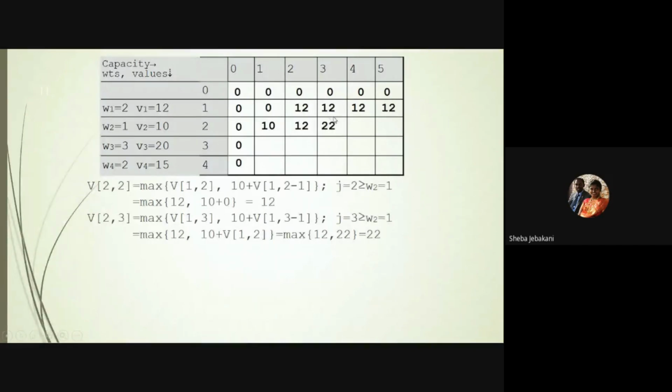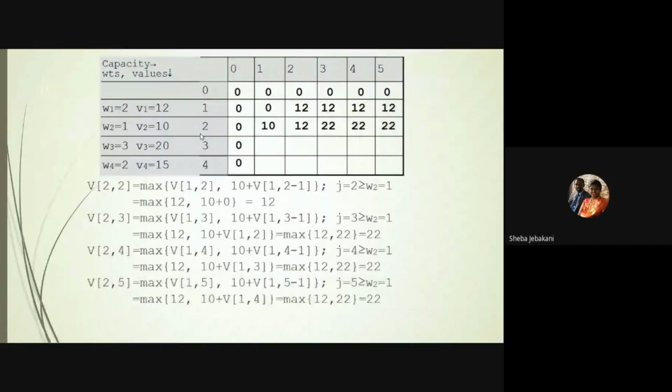Meaning I have selected, when the capacity is 3, both weight 2 and weight 1. Both the objects have been selected, and hence my profit becomes 22. When you're going for the fourth position, again the same thing continues. It will be 22 itself, and for 5 also, it will be 22. Here I find I could select only the second object. When I came here, I found I could select the first object instead of the second object. When my capacity became 3, I found I can select both the objects, and I found the maximum.